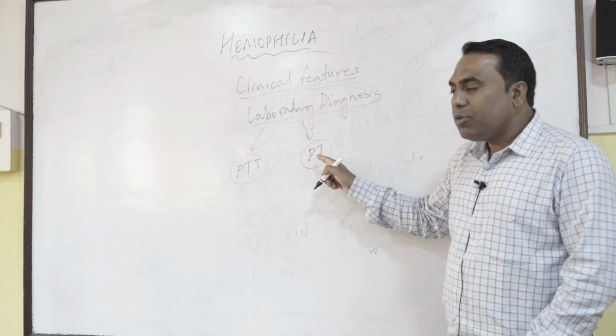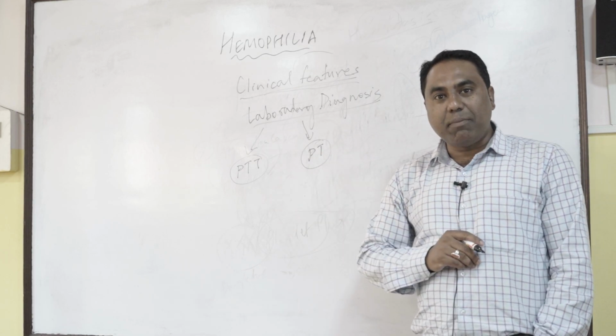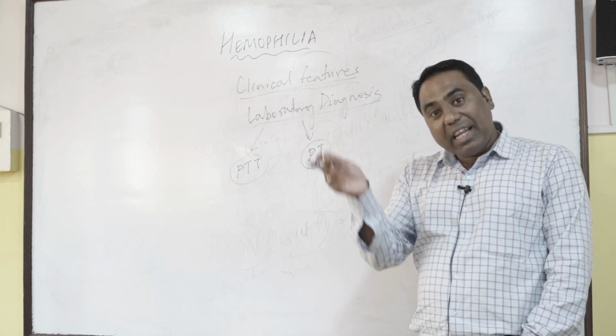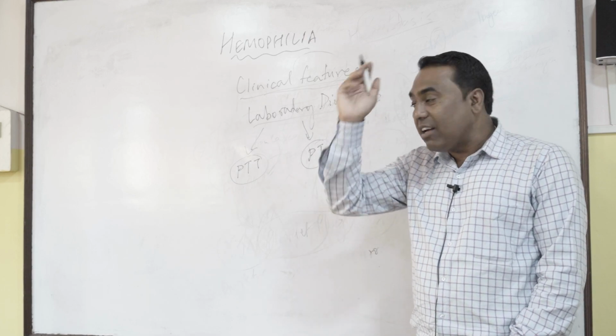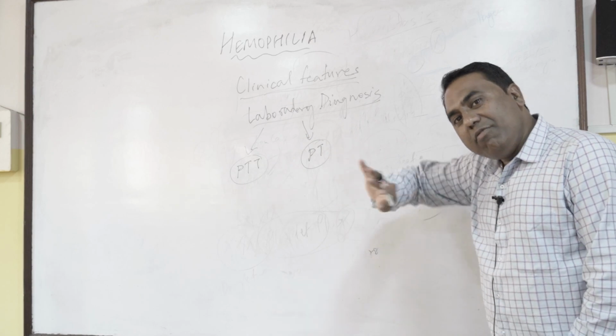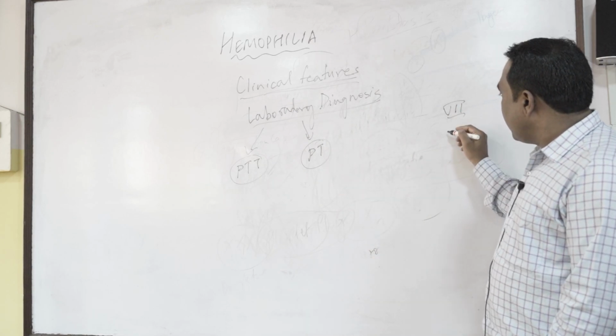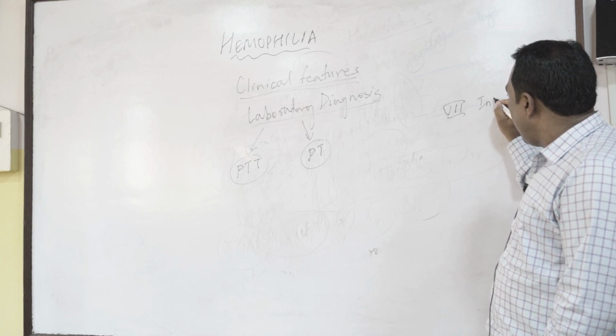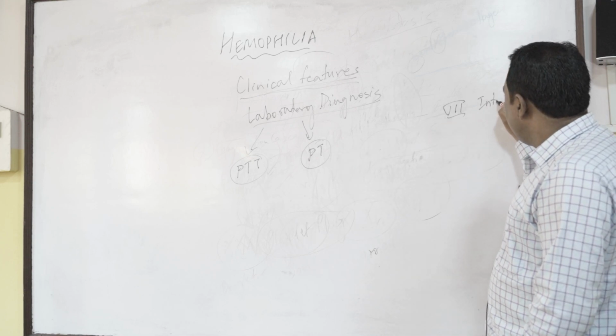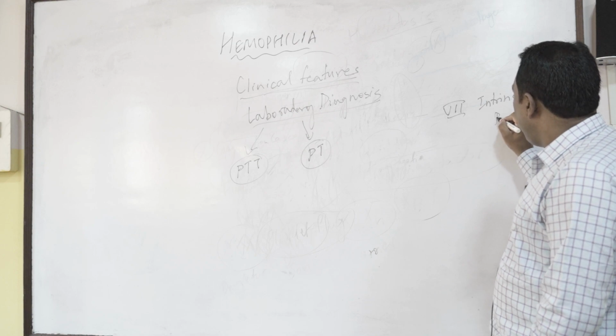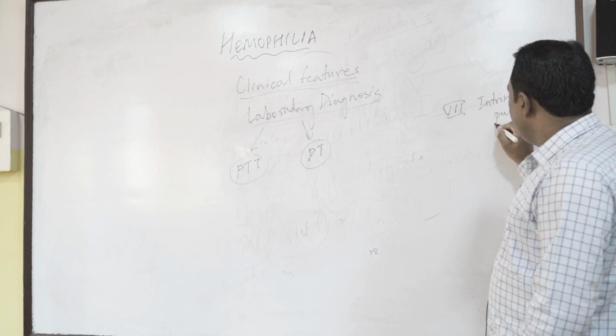Now what is this PT? This is the prothrombin time. What is this prothrombin time? Again, I have to talk about the coagulation cascade. Very quickly, I will just draw. This is factor 7. Factor 7 starts with the intrinsic pathway of the coagulation pathway.